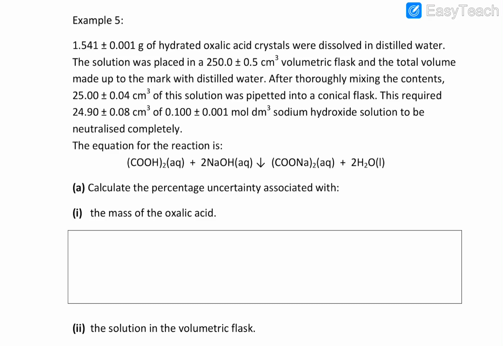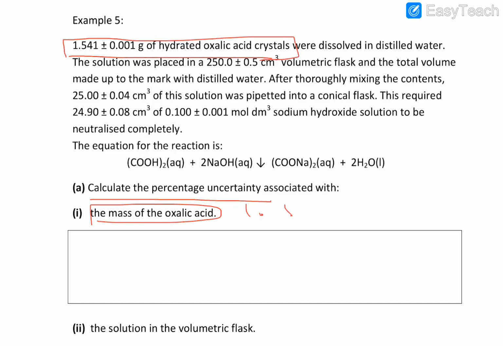Now this question looks long, but you just need to look for the information. It's pretty simple. Calculate the percentage uncertainty. Mass of oxalic acid. Let's look for the mass. So here is the mass of oxalic acid that was dissolved.